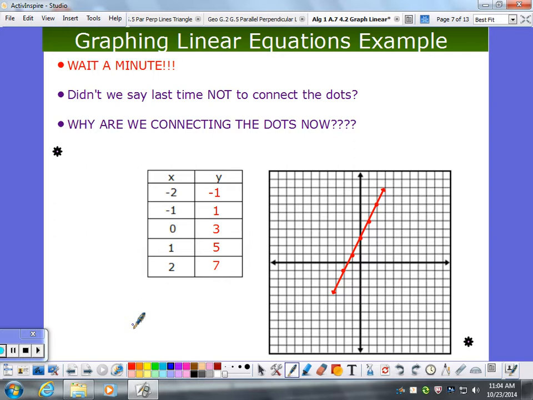So, are we doing this just to confuse you? Yes. Well, no, but it is a happy byproduct. No, so why didn't we connect the dots last time? And why are we connecting the dots now? Why?